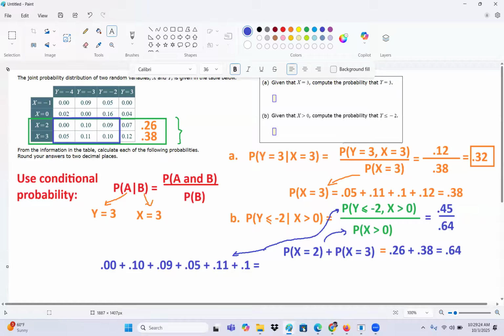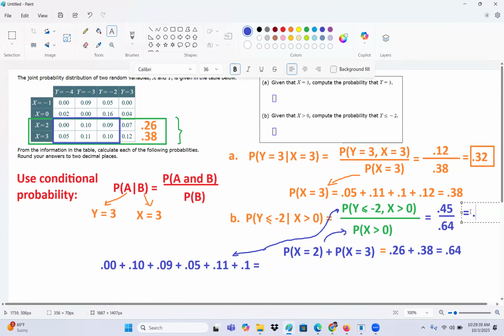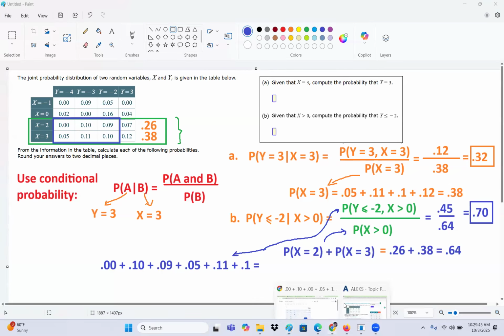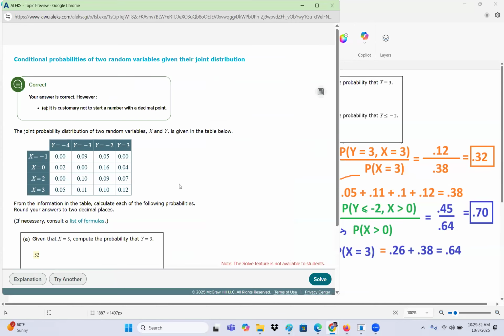Then we simply divide 0.45 over 0.64. You get 0.703. All right, let's check the answers. That should give us 0.32 and then 0.7, and that should be correct.